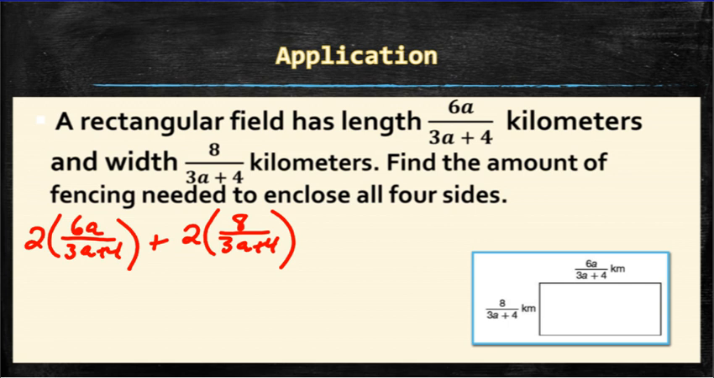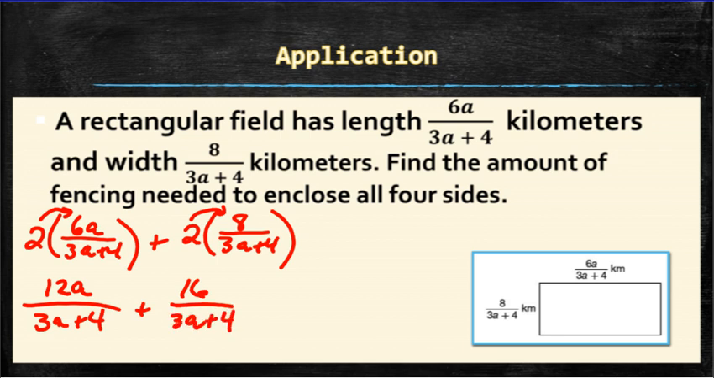And when we multiply, you're just multiplying the numerators. So it'd be 12a over 3a plus 4, adding 16 over 3a plus 4. And you might wonder why we're only multiplying the 2 by the numerator, because this is really 2 over 1. And when you multiply fractions, you multiply numerator times numerator and denominator times denominator. Now I have 12a plus 16 all over 3a plus 4.